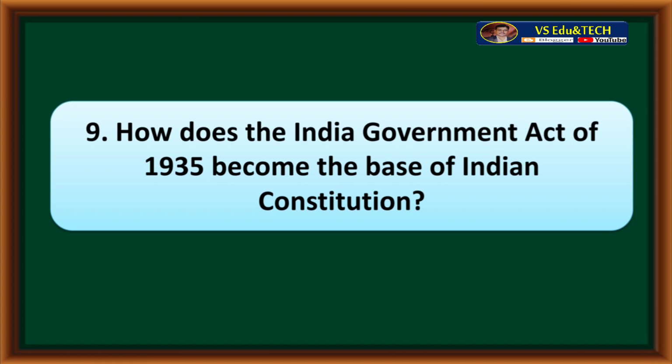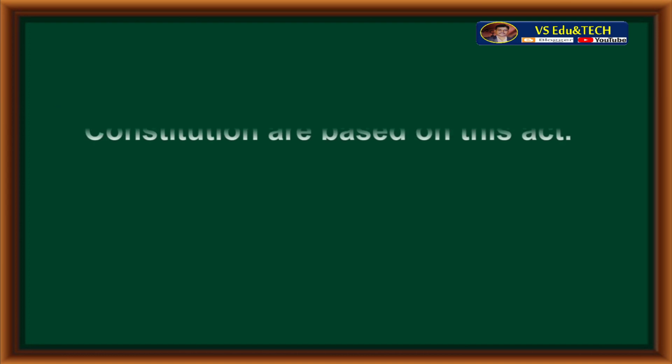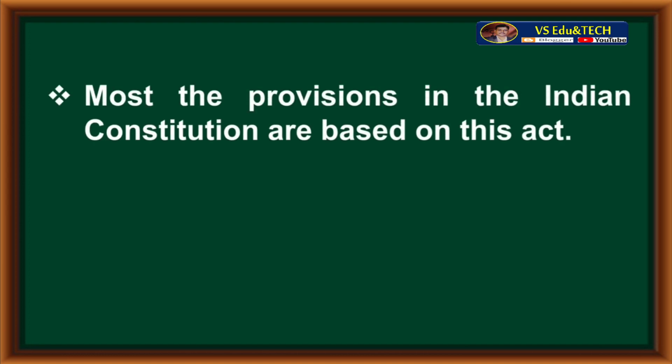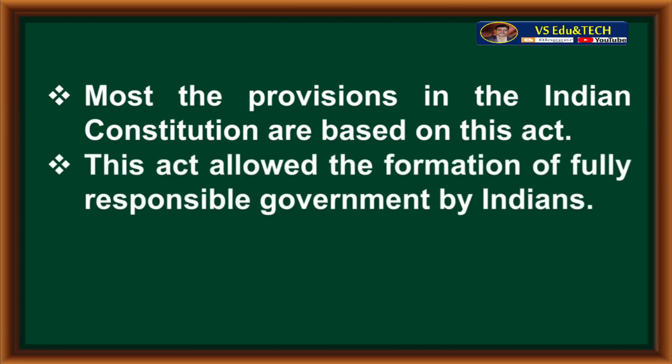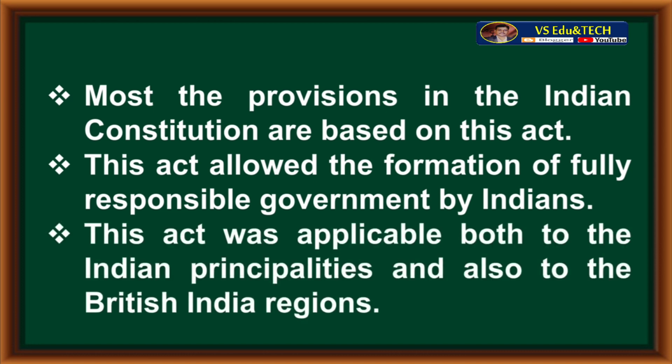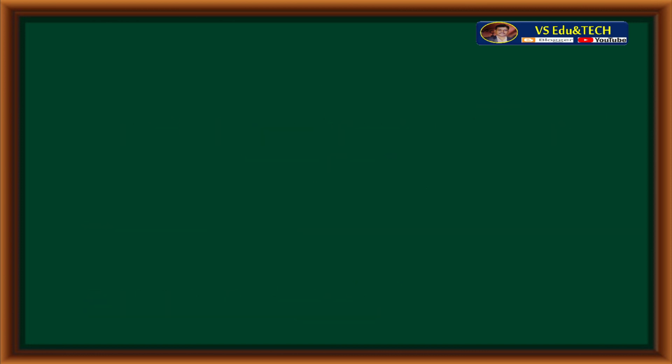How does the Indian Government Act of 1935 become the base of Indian Constitution? Most of the provisions in the Indian Constitution are based on this act. This act allowed the formation of fully responsible government by Indians. This act was applicable both to the Indian principalities and also to the British India regions.